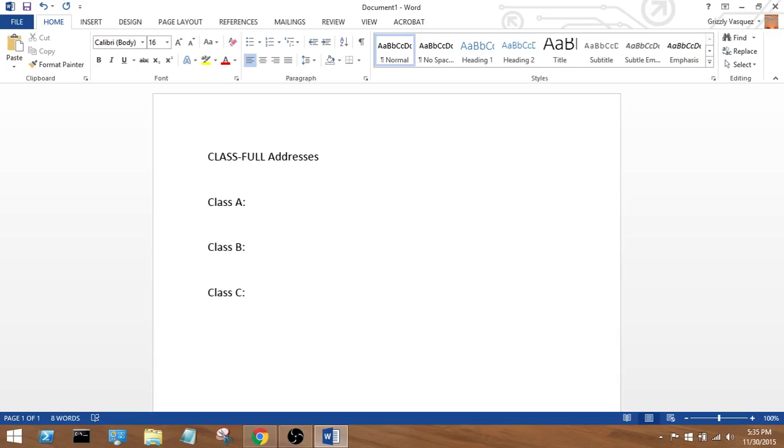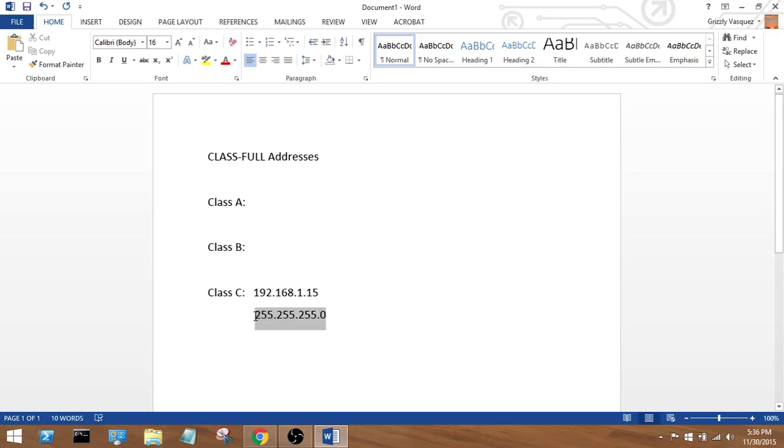Let's say you have a class C address of 192.168.1.15, just some random number. Here's an IP address. Every IP address also has a subnet mask, and the subnet mask for a class C is always going to be 255.255.255.0. That's the subnet mask.